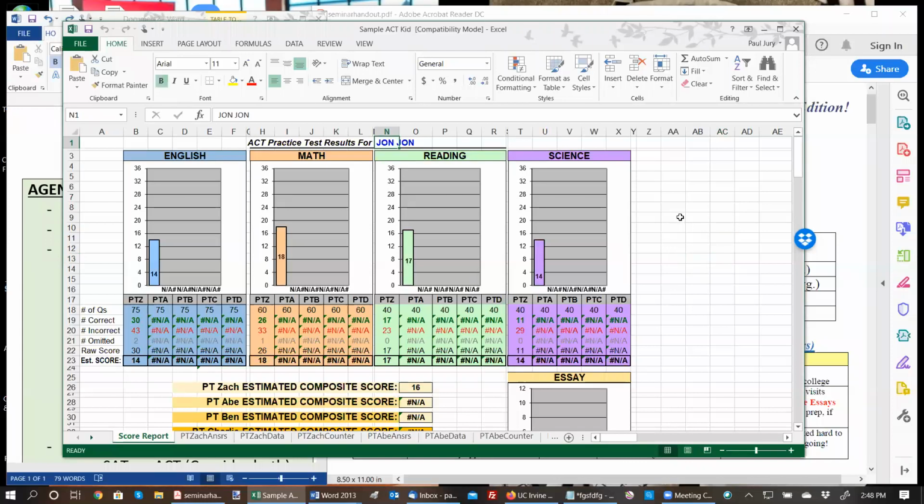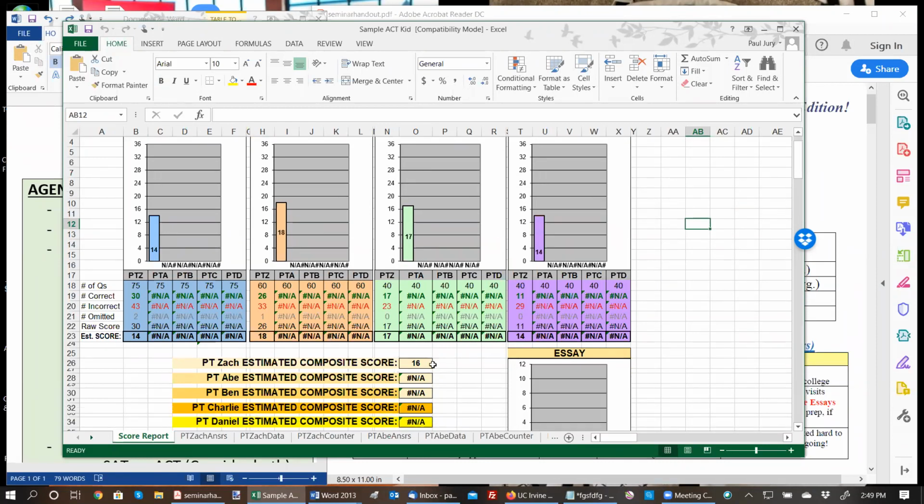So this character here, John, don't worry, you don't have to worry about hurting his feelings. He's fictional. I made him up. He didn't score the greatest on this test. He did better in some areas than others. But his score was a 14 in English, 18 in math, 17 in reading, and 14 in science. And that averages to this score down here.